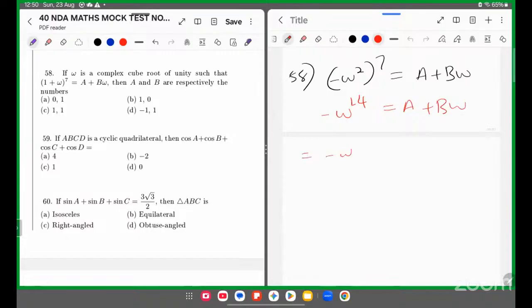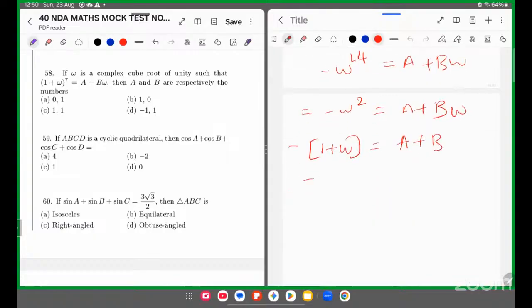So minus omega 2 equal to a plus b omega. Minus omega square is 1 plus omega, equal to a plus b omega. So minus 1 minus omega equal to a plus b omega. So a equals minus 1 and b equals minus 1. Option D. What is the problem?